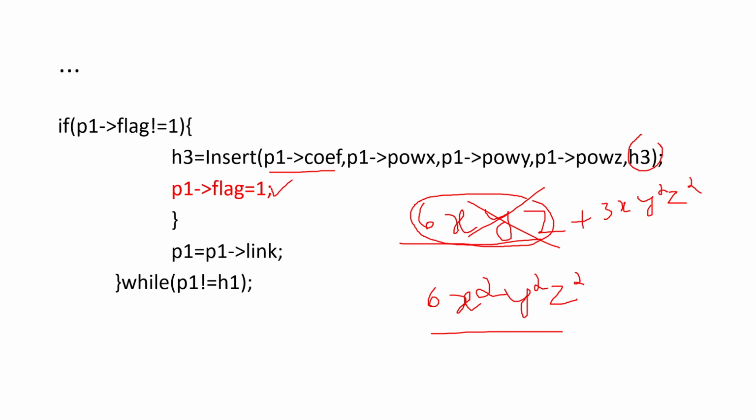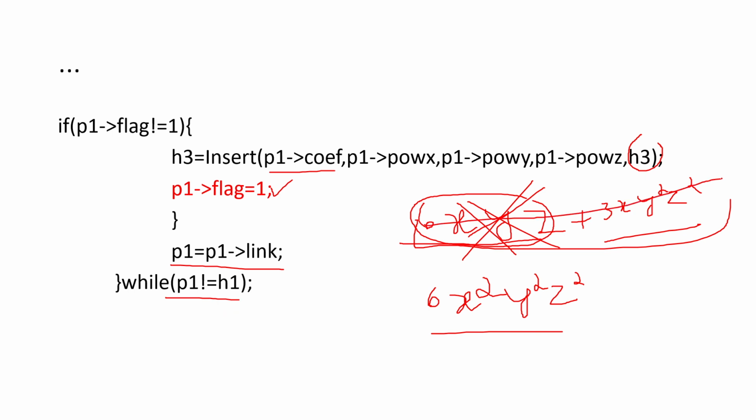Okay. Having done this, we completed these terms. We have to go to the next one. For that, this is the thing: P1 equal to P1 of link. So you repeat this process until you reach the header node, that is, while P1 is not equal to head. As we are pointing to the last node in the first, which is not equal to head, only then you repeat it. So that means all these terms are now considered and results added here.